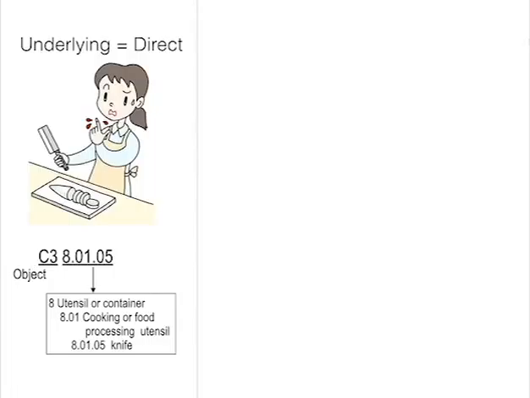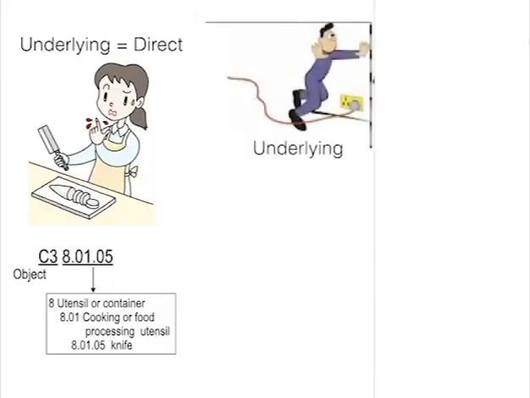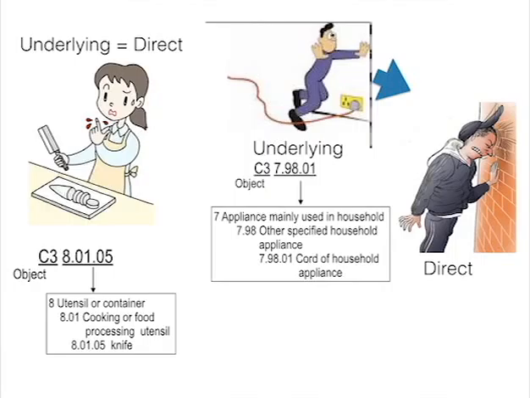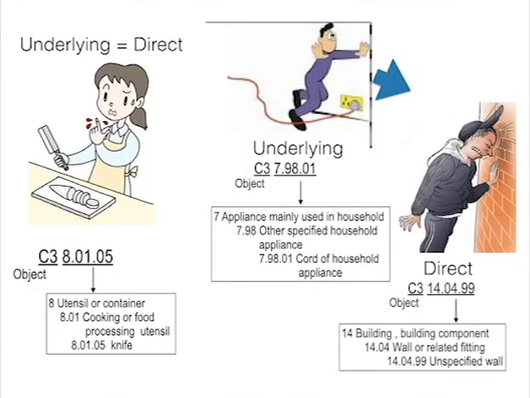Other situations are more complex. In the example of a man tripping over a cord and hitting his head on the wall, the appliance cord is the underlying object and the wall is the direct object. Code for underlying object is C3 7.98.01 and direct object is C3 14.04.99 since the wall was unspecified.